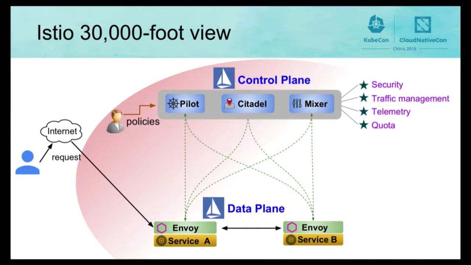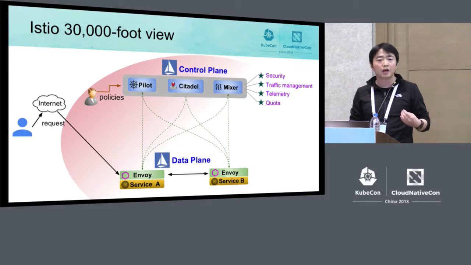The second component is Citadel. Citadel is the entity that manages Istio certificates. The third is Mixer. Mixer does the quota control, and it will also collect and report the telemetry data.